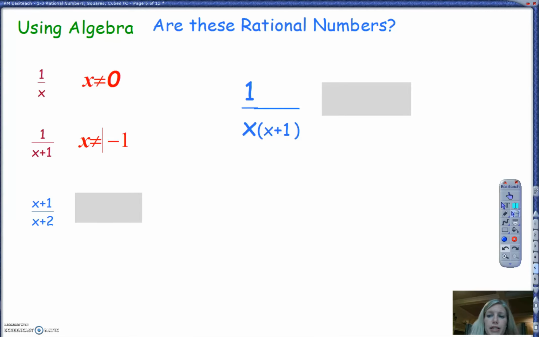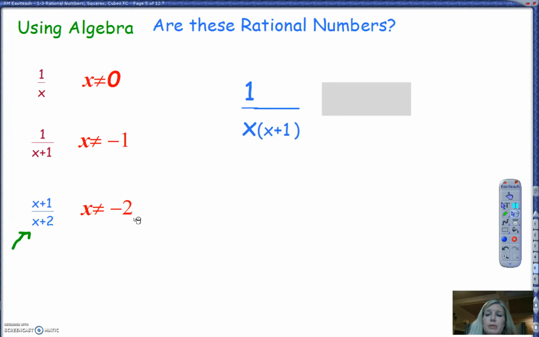So you need to look at this bottom number here, and we have x plus 2. So you have to think, what can x equal that would make that whole thing equal to 0? And we don't want that to be the case. So then it would be -2. x cannot equal -2.